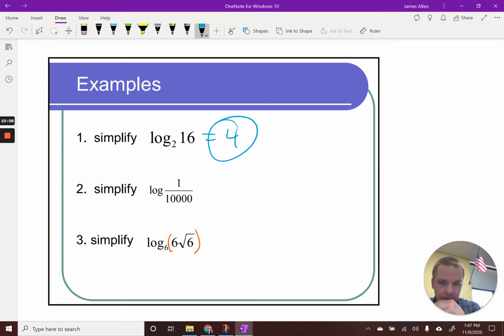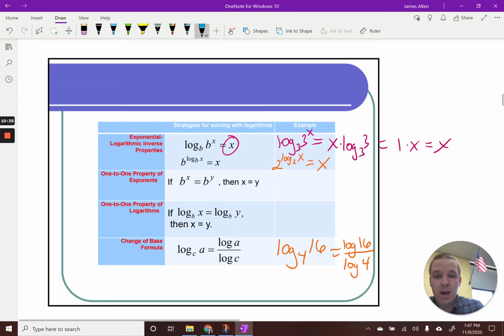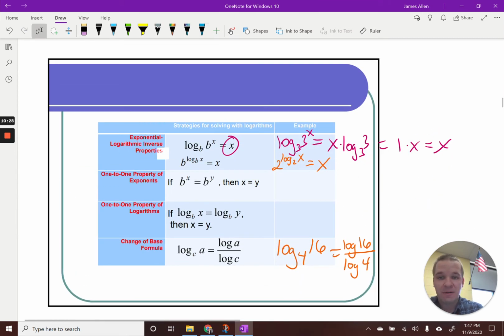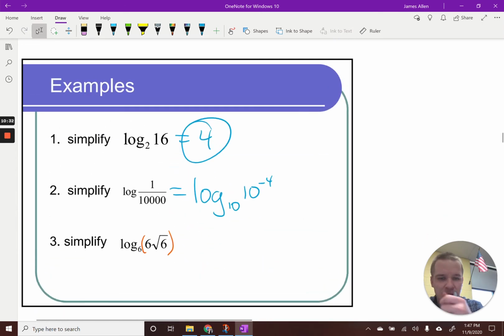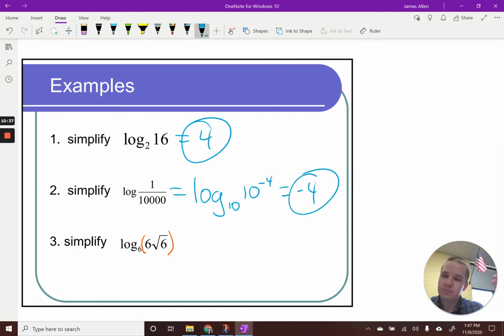All right, this next one here, log of 1 over 10,000. Let's remember that when it's just written as a log, it's implied that it's log base 10. And then, I got an idea. 1 over 10,000 can be written as 10 to the negative 4th. Now I can use that property right up here, the exponential logarithmic inverse properties that you totally remember the name of, right? We can use that here, and we're just going to have negative 4. Awesome. Nice. Let us keep moving.